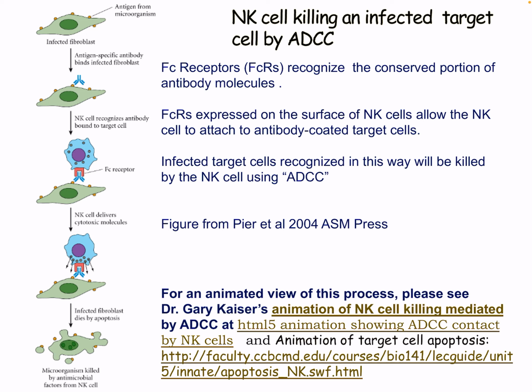Here's a step-by-step process. First, the Fc receptors recognize the conserved portion of the antibody molecules. So Fc receptors on the NK cell bind, and you can see that here. The Fc receptors expressed on the surface of the NK cells allow the NK cell to attach to the antibody-coated target cells. The infected target cells recognized in this way will be killed by the NK cell using ADCC. This is a good figure to take a closer look at.